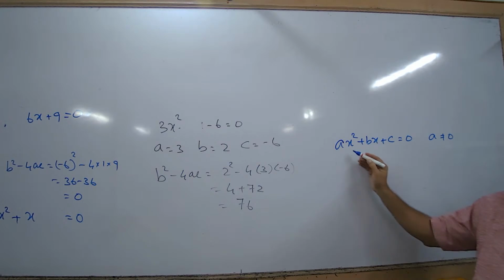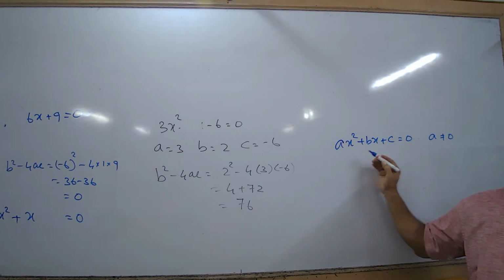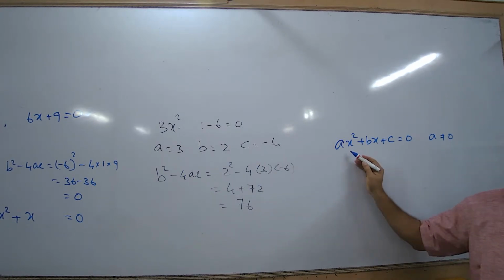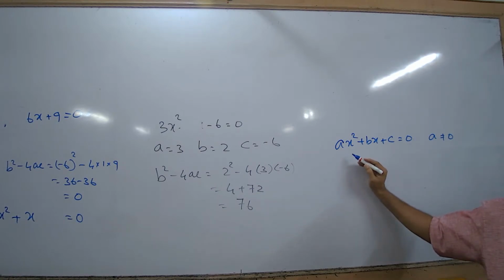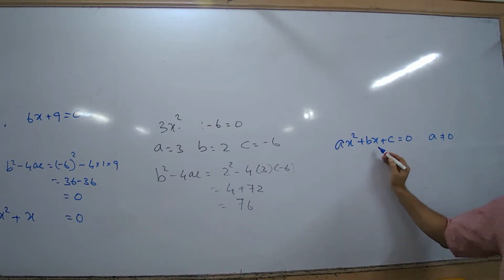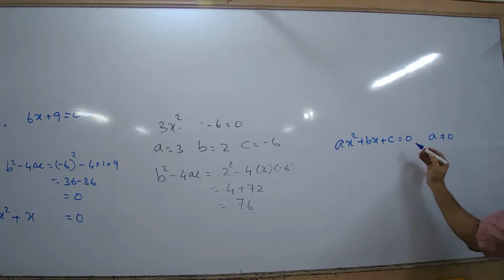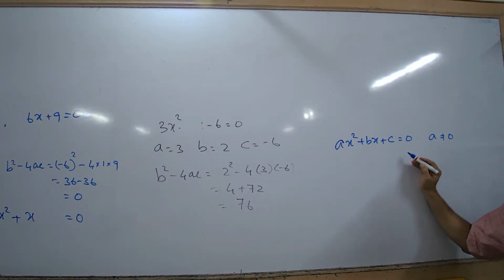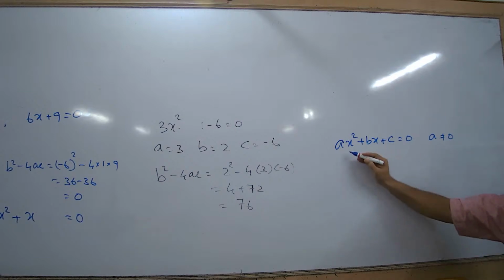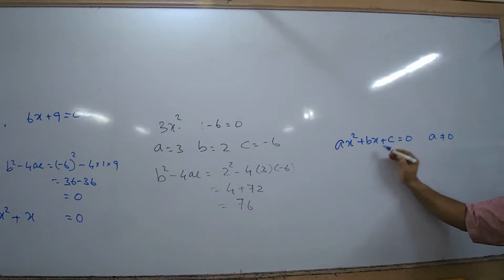Okay. Understood. What is x? The variable over there. What is A? Coefficient of x square. B? Coefficient of x. C? Constant term. Okay. Coefficient of x square, coefficient of x, constant term.